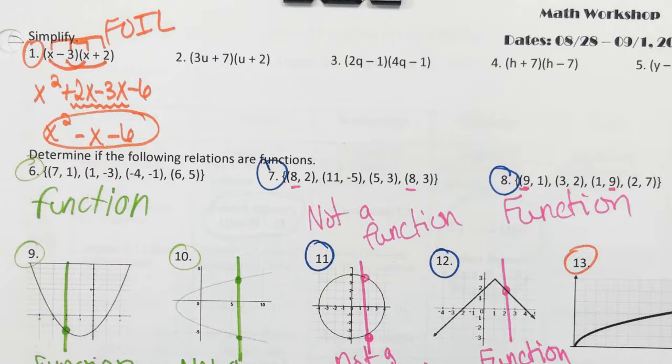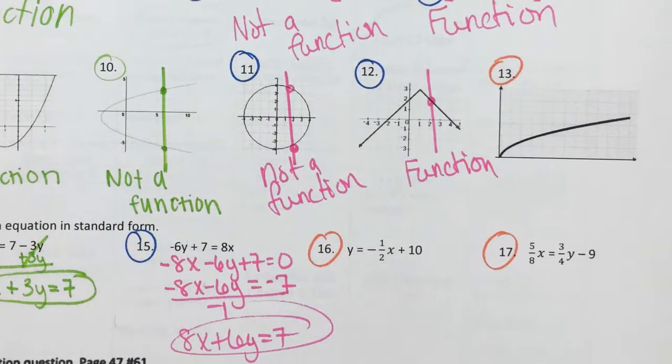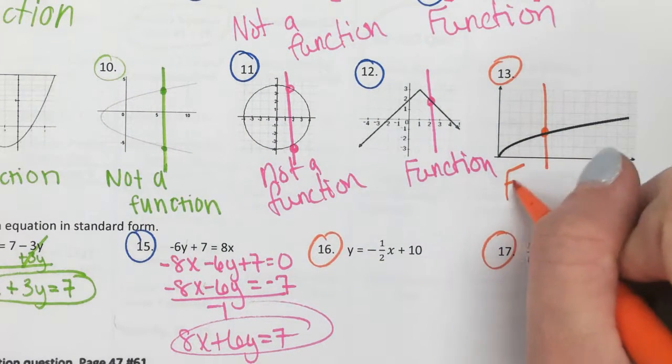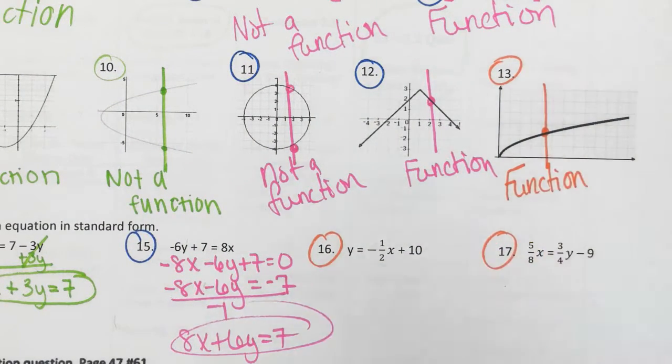What about number 13? Function or not a function on 13? It's a function. That is definitely a function. There you go, because it passes the vertical line test. All right, what about 16?